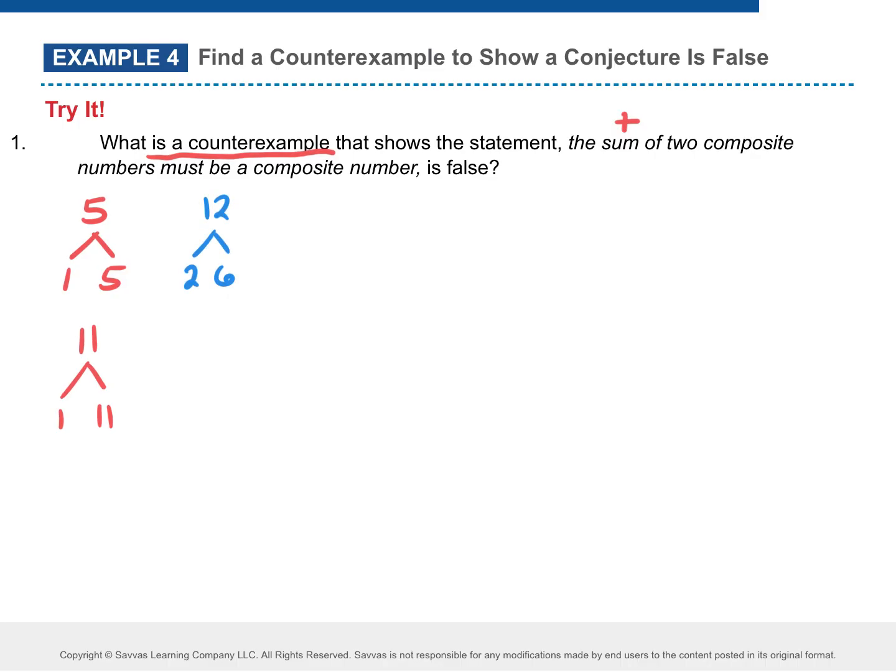Give me another composite number. 42. What numbers go into 42? 6 and 7. See what I did there?